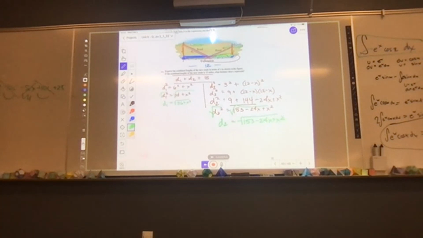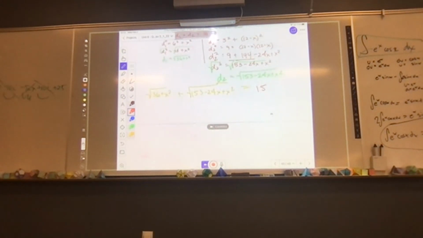Okay, so now I have D1 and D2. I can come back here. Then I can write D1 plus D2 equals what? 15. I need to solve for x. What do I do? You isolate. Yes. Square both sides. Yes, yes. Is there a reason that you chose that equation over the other? No. You can do either one. Okay, now you said square both sides.